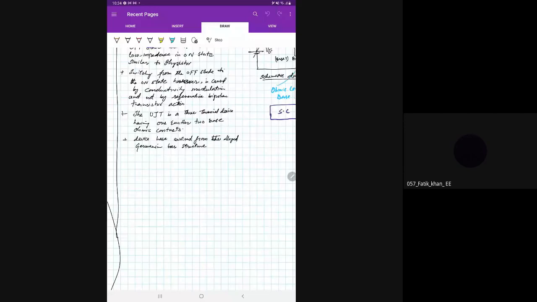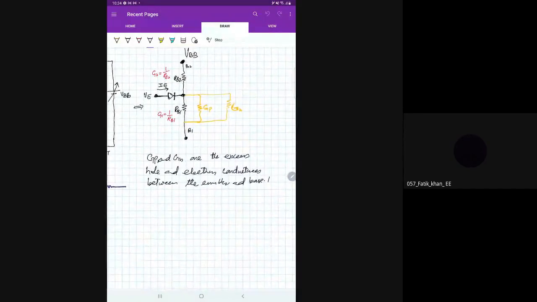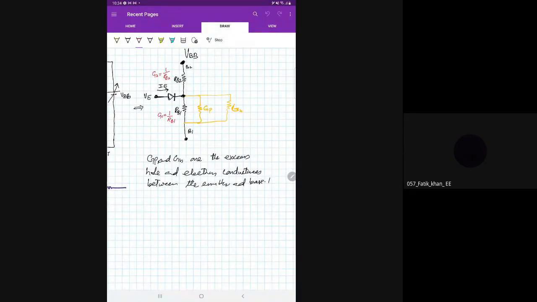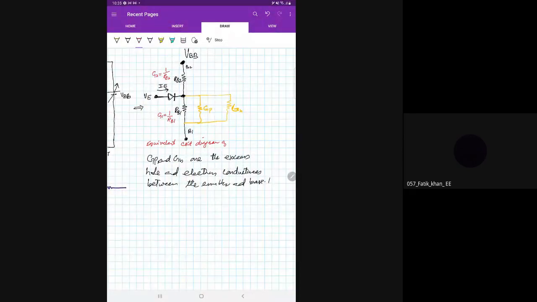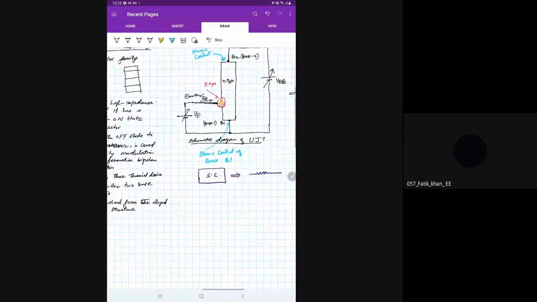So this is the equivalent circuit of UJT. I'll write down here: equivalent circuit diagram of UJT.